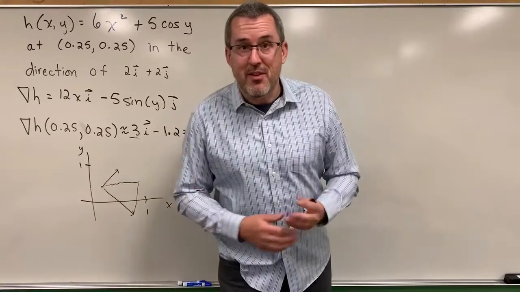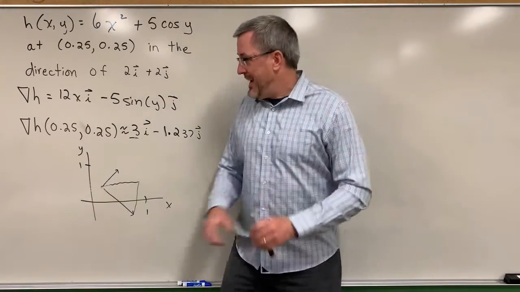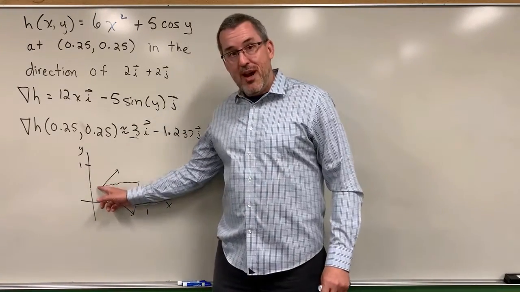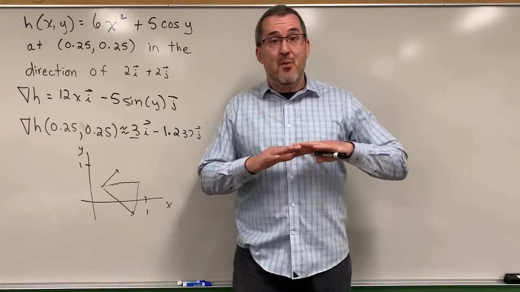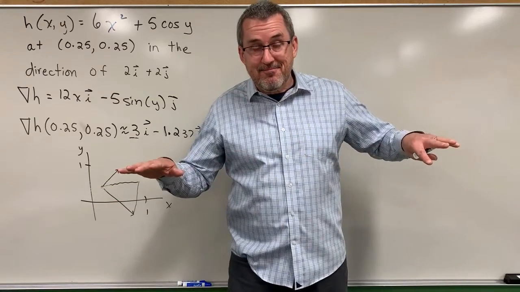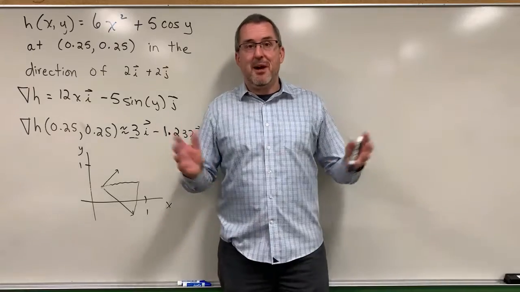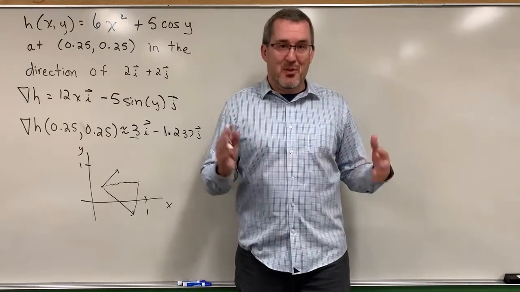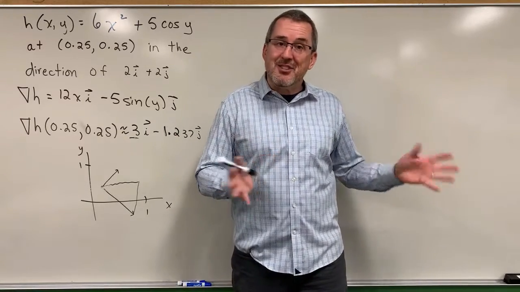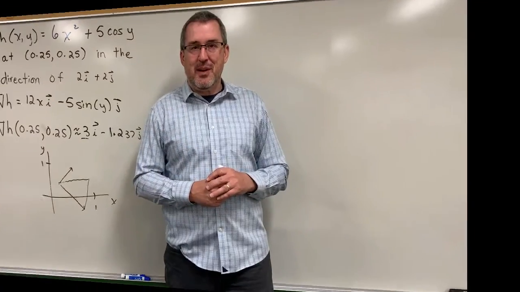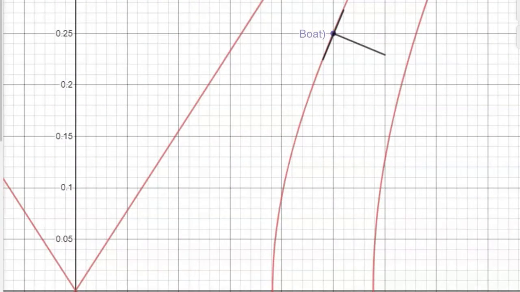So the second part of this problem we're going to examine is, in what direction should the boat travel so that the depth of the water remains constant? Now, before we explore it computationally, let's explore that question graphically just to get a sense for what's going on. We're going to examine the idea of the boat traveling in some direction that we will determine such that the depth of the water remains unchanged.